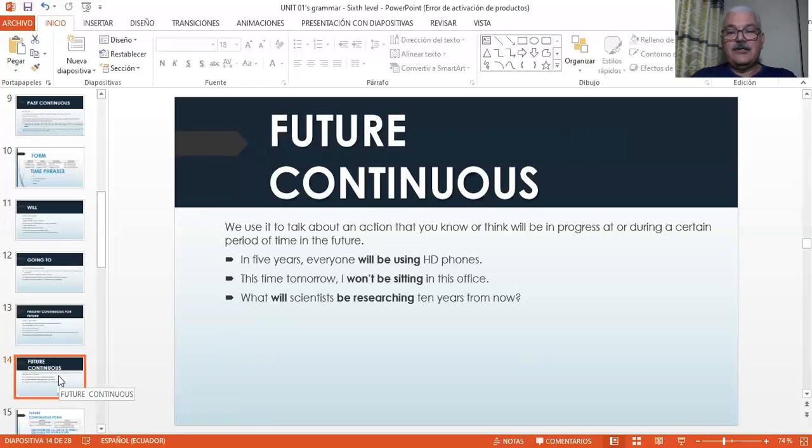Well, for those examples, we will use the future continuous, in which we are going to use the will form, the form of the verb be, and the main verb with ing, as we explained before. And you know, because you have studied this before in your previous levels.